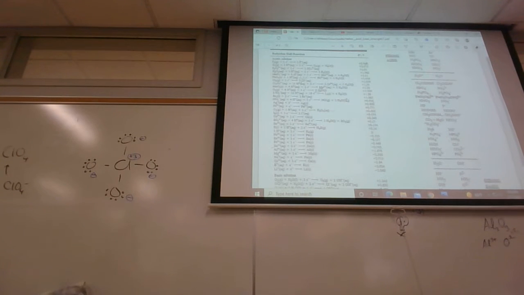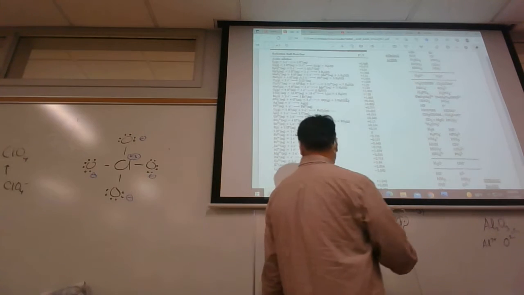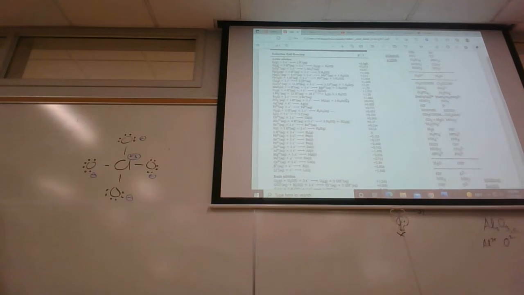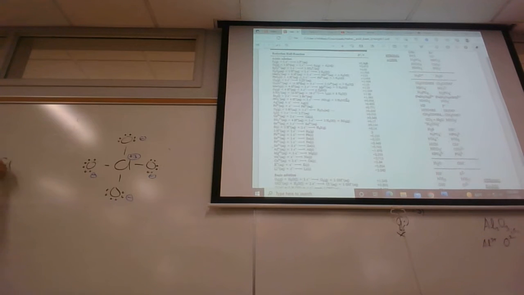What some people do is they'll expand the octet to lower the formal charges. And so sometimes what you'll see for perchlorate is a structure that looks like this. Some people will try to totally minimize the formal charge by expanding the octet significantly. Like that. And so what are the formal charges now? Negative on the single bonding oxygen. Yeah, negative on this oxygen. How about the other oxygens?